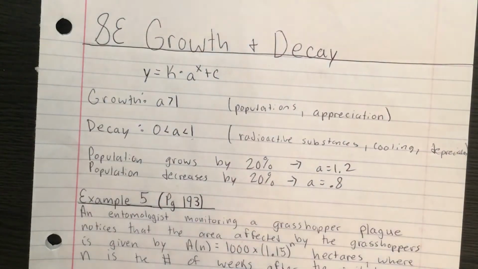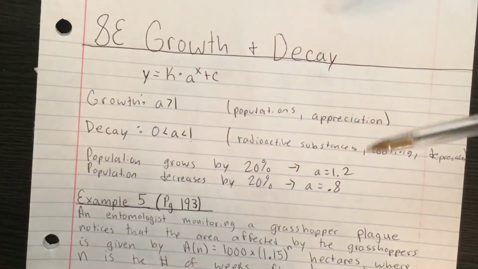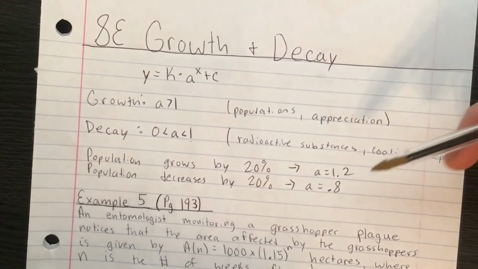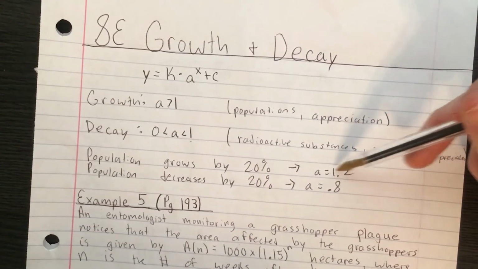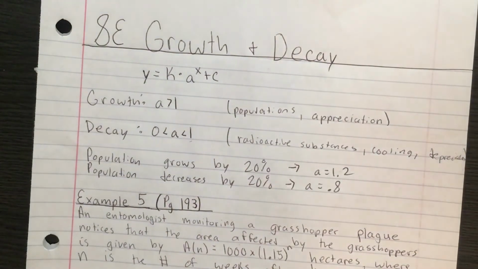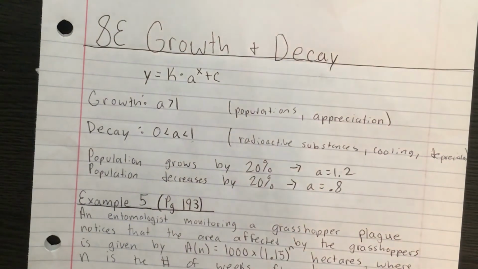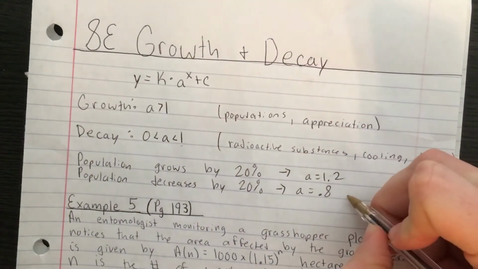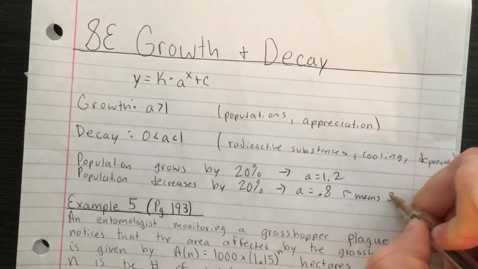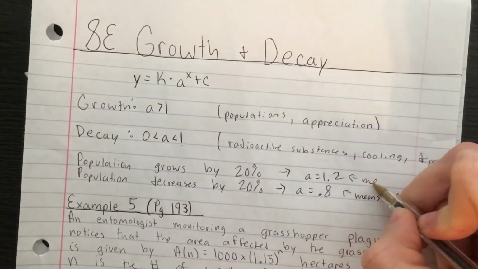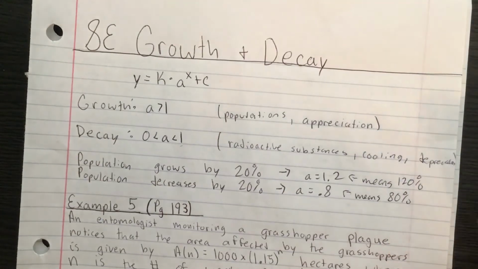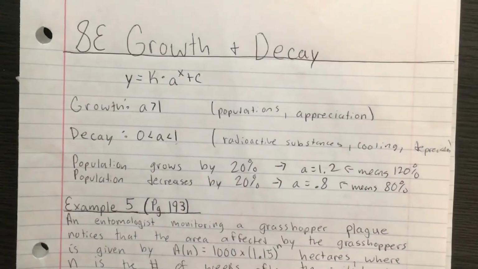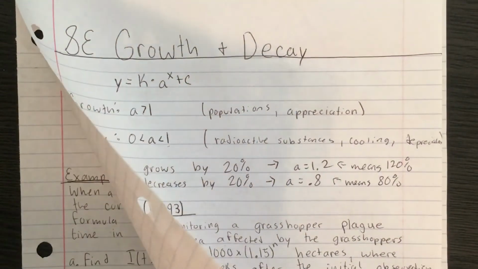Again, I just want to communicate this. If a population grows by 20%, that is adding 20% to your original value. The assumed value is just 1 or 100%. And if a population decreased by 20%, that would be 0.8, and that represents 80%. Let me just write that. 20% growth means 120%. That's just to help us out a little bit. So we're going to look at a couple of examples on this, and then we will call it a day.